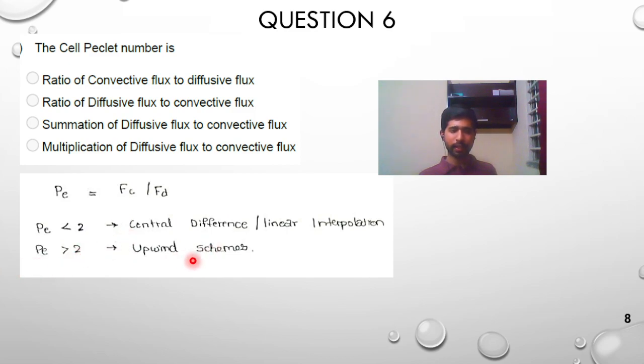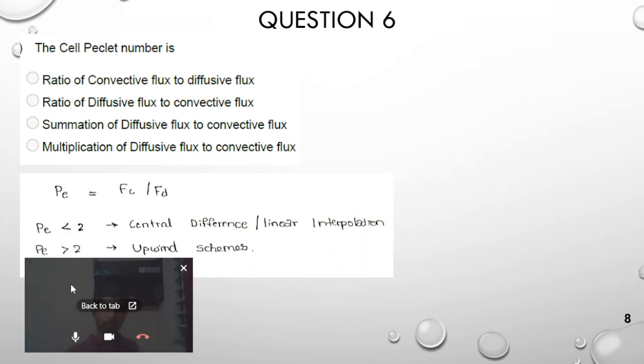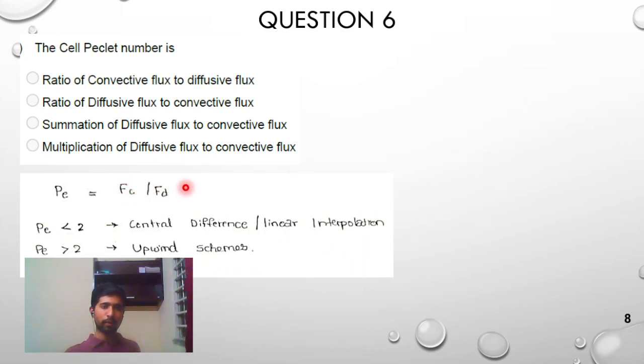Now again, as I said earlier, if the cell Peclet number is very high, in general if it is greater than 2, then we go for upwind schemes. Wherein we don't do linear interpolation, which we do when the Peclet number is less than 2, between the two cell points. We select only one, or say upstream of upstream. So anyway, the Peclet number is a ratio of convective to diffusive flux, so that should be the answer.